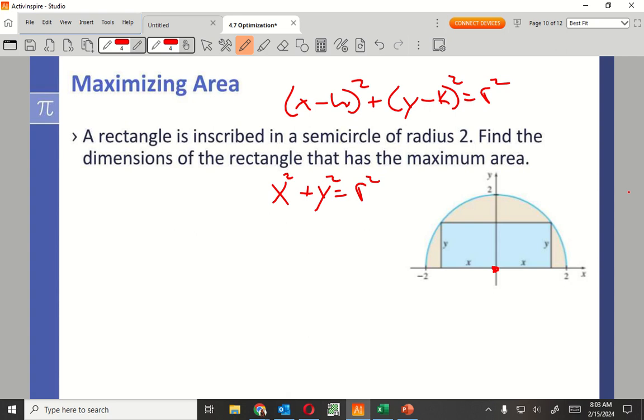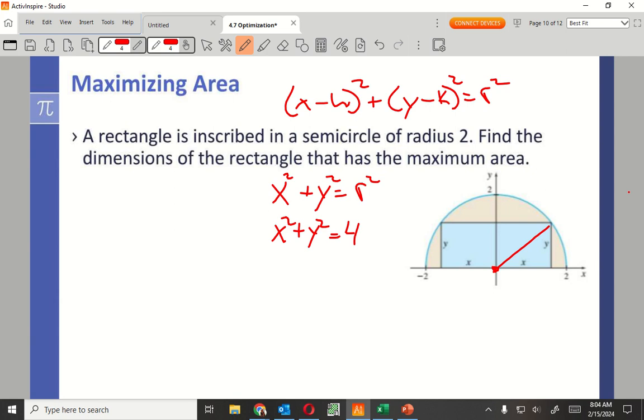So we're just going to use this one right here. Just so you will have it in your notes also: this is at 0, 0, so I get x squared plus y squared equals r squared. In this case, my r is going to be 2. The radius is going to be 2. So if the radius is 2, I get x squared plus y squared equals 2 squared, which is 4.